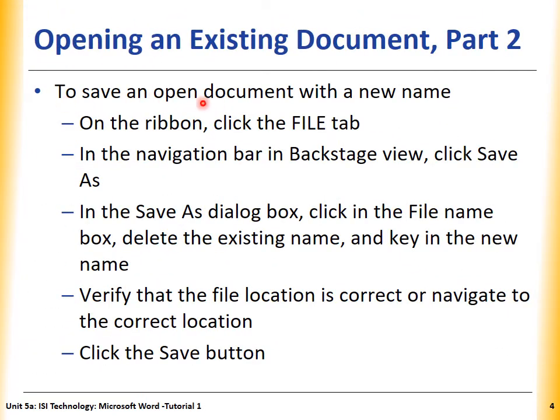Now, to save an open file or document with a new name, on the ribbon, click the File tab. In the navigation bar and Backstage view, click Save As. In the Save As dialog box, click in the File Name box, delete the existing name and key in the new name. Verify that the file location is correct or navigate to the correct location, and click the Save button. I told you this in the previous lesson.